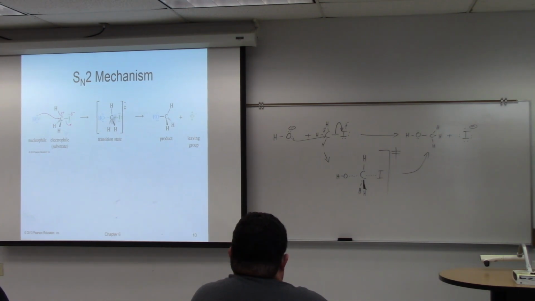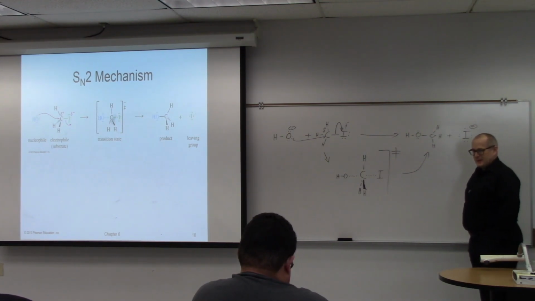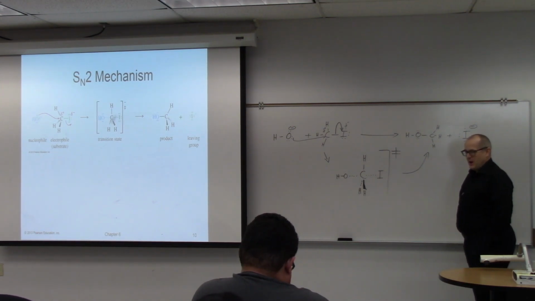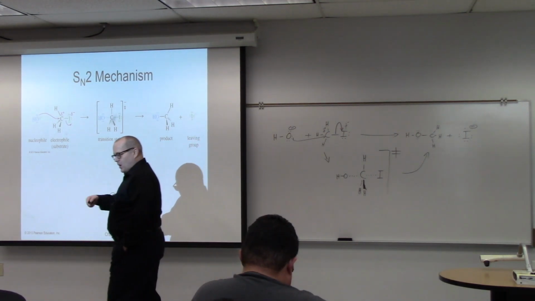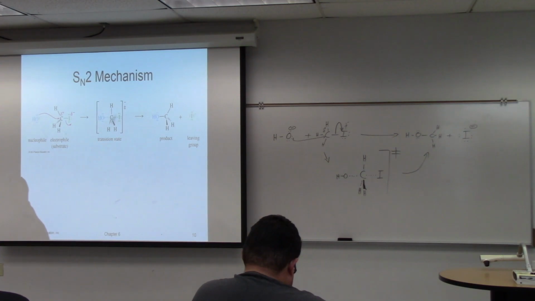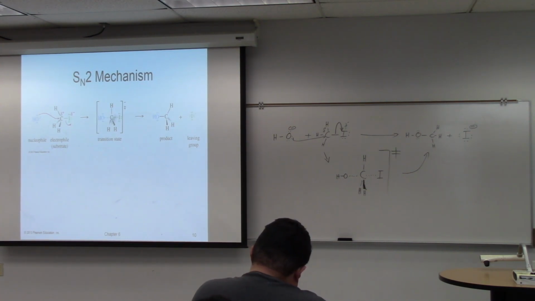How many steps is this reaction? One. One step. Oxygen attacks carbon, iodine leaves. That's pretty cool. At the same time, at the same rate. The oxygen makes its bond to carbon at the same rate the carbon breaks its bond to iodine. Oxygen attacks, iodine leaves, at the same time, at the same rate. It's called a concerted reaction. Concerted means happens all at once. There is no intermediate. There's a transition state, but there's no intermediate.